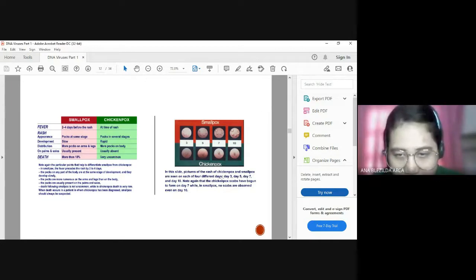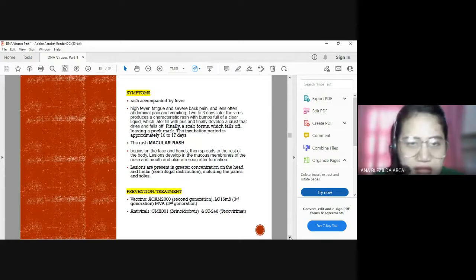Also again, in terms of the lesion, you can see that the chickenpox scab have begun to form on day 7, like this one. Okay, sorry, the chickenpox on day 7 nag-form yung scab. While in smallpox, no scabs are observed even on day 10. So sa day 10, wala ka pang scab sa smallpox. So ito yung kanya mga difference. Now, next is the symptoms. So for the symptoms, sabi ko nga kayo na meron kang rashes with fever.